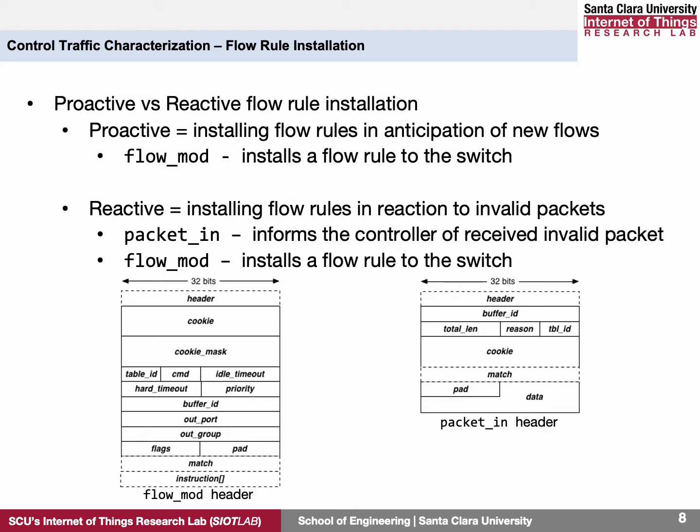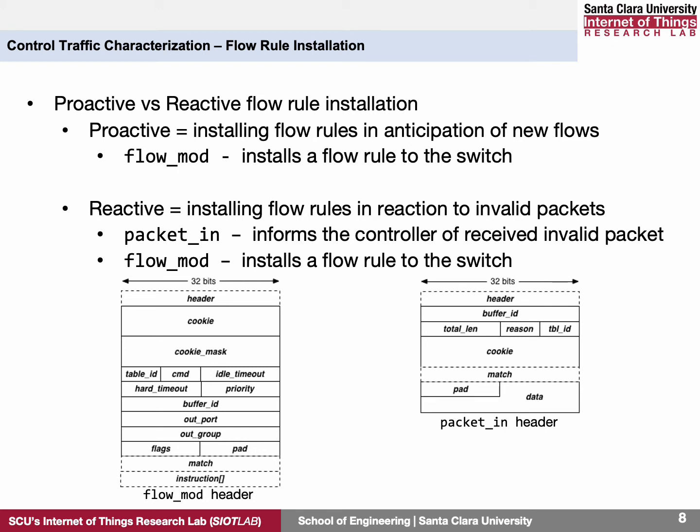The second type of flow rule installation scenario is the reactive flow rule installation. This scenario happens when the switch receives a packet that does not match any of its flow rules and now must consult with the controller about what to do with this packet. This type of scenario incurs a large control traffic penalty, as there are now two packets that must be exchanged between the controller and the switch.